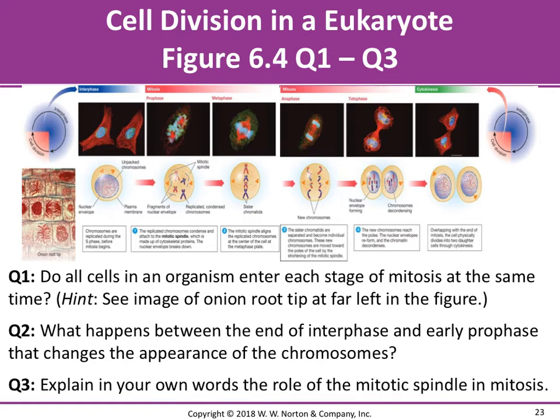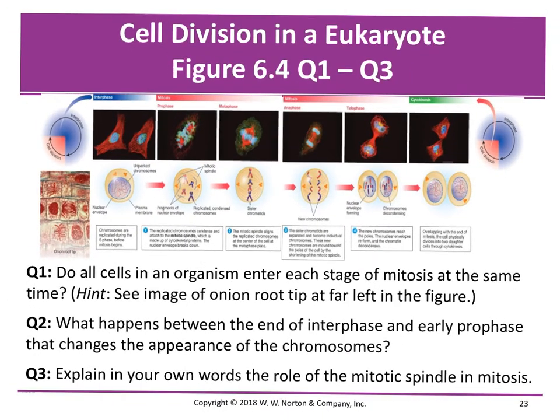So, we basically went through mitosis. When does mitosis happen in terms of the cell cycle? Exactly. After interphase. And what are the 4 parts of mitosis? They're actually up there.